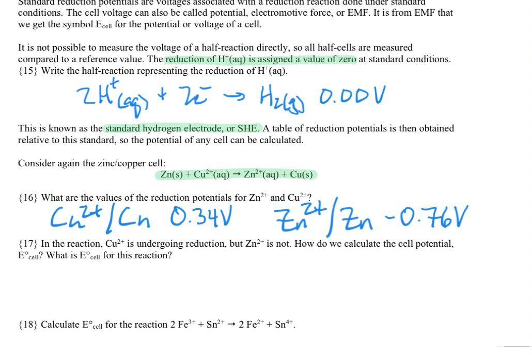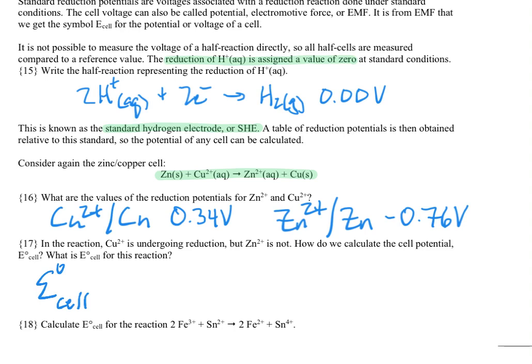Okay, so then as you can see here in question 17, in the reaction, yes, copper 2 is undergoing a reduction, but the zinc 2 is not. So what we have to do is calculate the potential for the zinc being oxidized while the copper is indeed being reduced. So the way you do these calculations is you find the cell potential, E cell. A lot of textbooks abbreviate cell potential using the Greek letter epsilon, that kind of squiggly E symbol, and so I might casually refer to it as squiggly E as well.